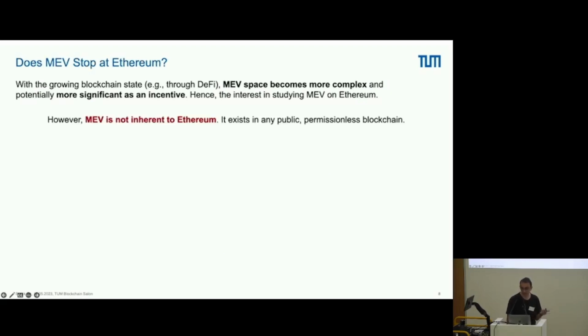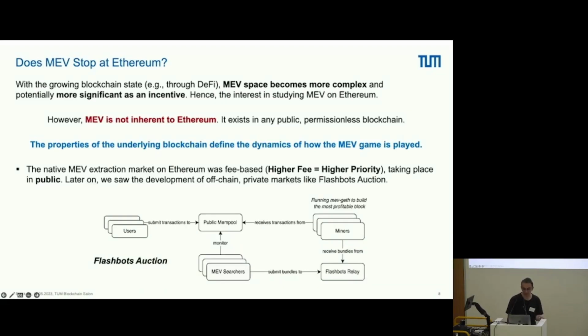And of course, as I said, MEV doesn't stop at Ethereum. It takes shape based on how the blockchain is defined. On Ethereum, it was initially a game of higher fee means higher priority, but then, as also mentioned recently, solutions like the Flashbots auction were developed to take that MEV extraction game off-chain, with different properties for better extraction. But initially it was a fee-based game on Ethereum.